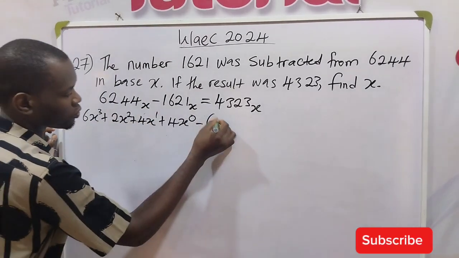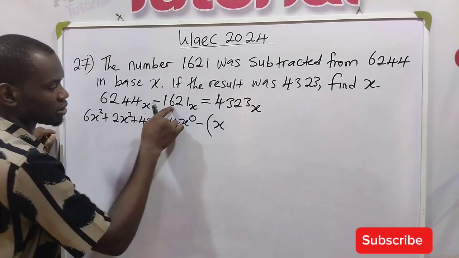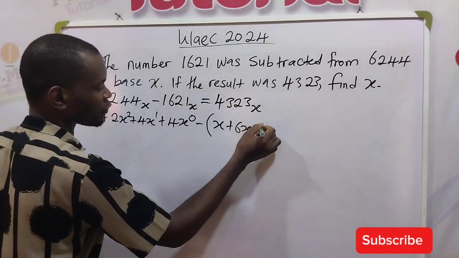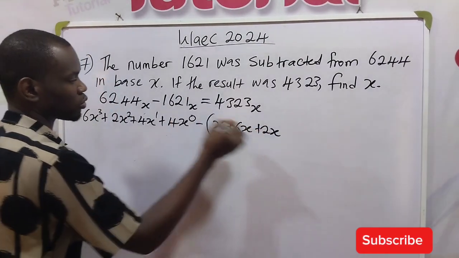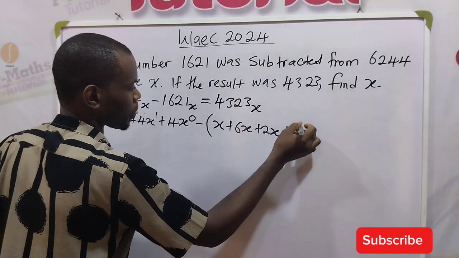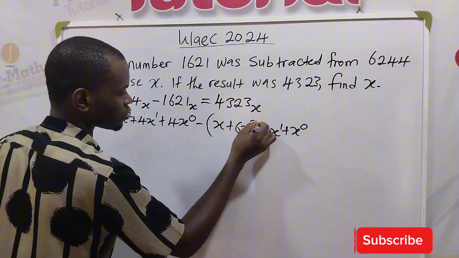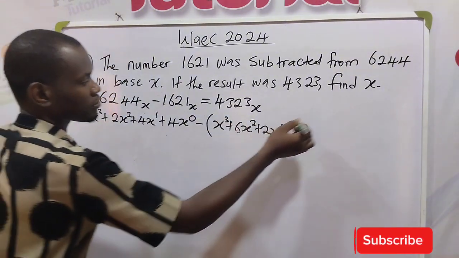So 1 times x will give us x. X times 6 will give us 6x. Then x times 2 will give us 2x. X times 1 will give us x. Assign your indices again from 0, 1, 2, and 3.